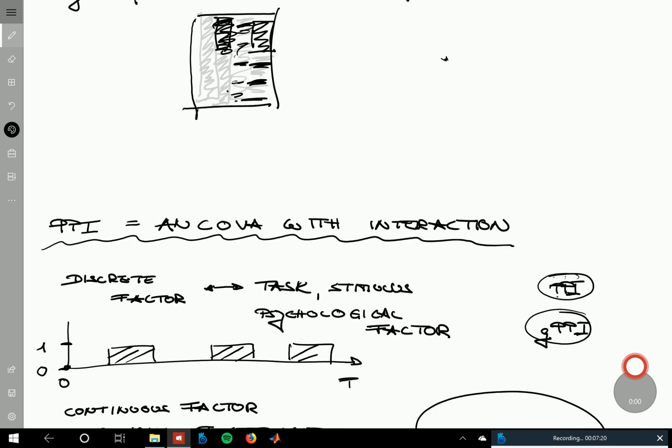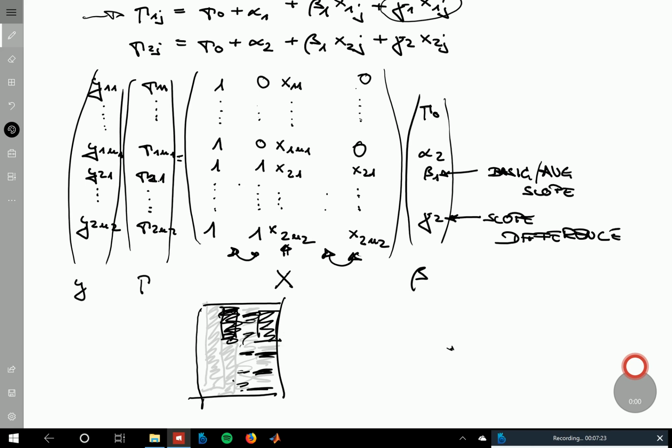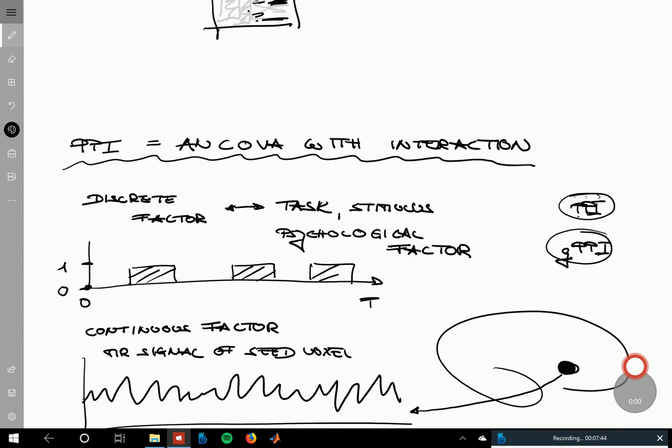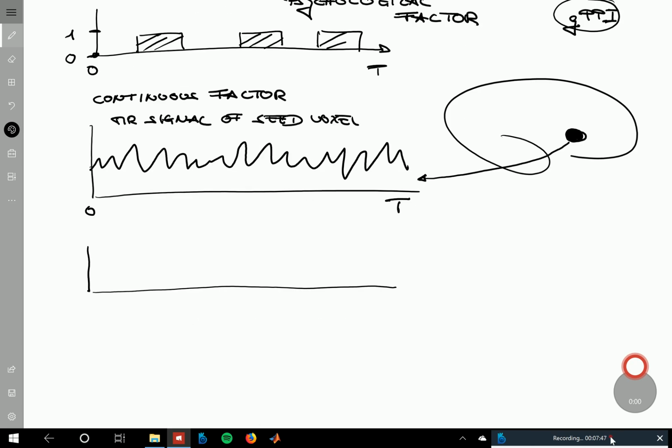Yeah, so just bring that back. So what I mean is, currently we have now introduced something like this as the task factor. We have introduced something like this as the time series of the seed voxel. And now we need to model the interaction. We need a regressor that looks like the product, so the pointwise product between this column and this column. So let's also do this to form the regressor. So we would have something here, and something here. So that would be the interaction regressor.